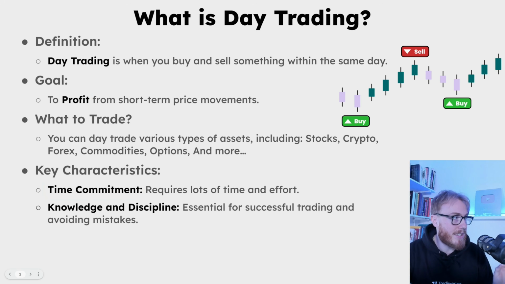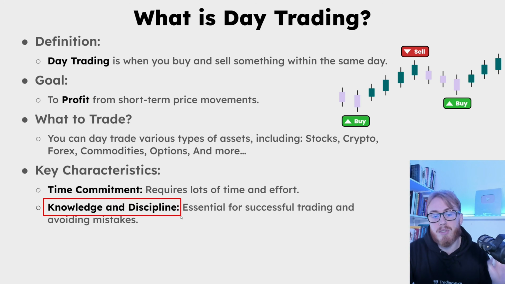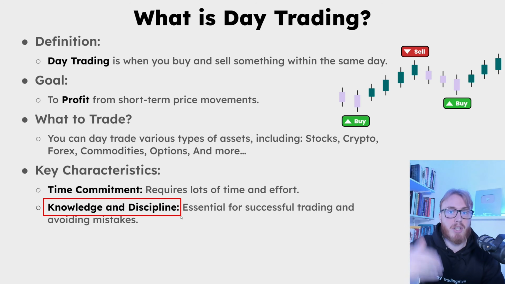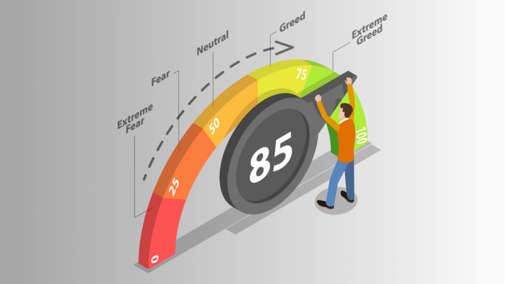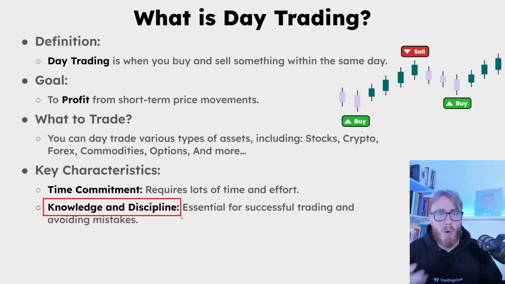Another key characteristic that I pretty much already mentioned here is knowledge, but also discipline. So to become a successful day trader, you need not only lots of knowledge, but you also need lots of discipline. Because in order to follow your trading plan and not be overwhelmed by all the emotions that come with trading. When you trade, you will get lots of fear, but also greed. And to not be overwhelmed and act on your emotion, it's important to have discipline.